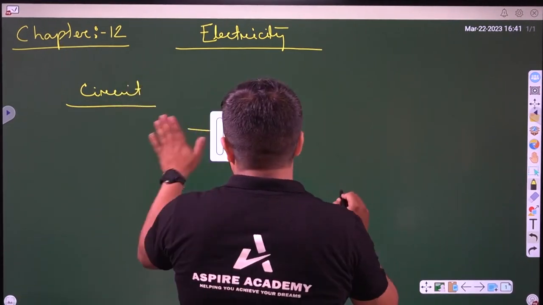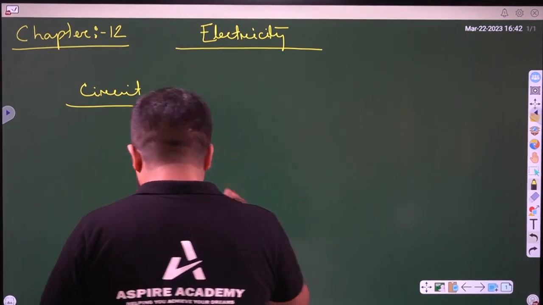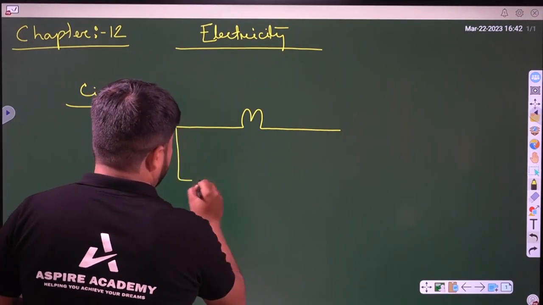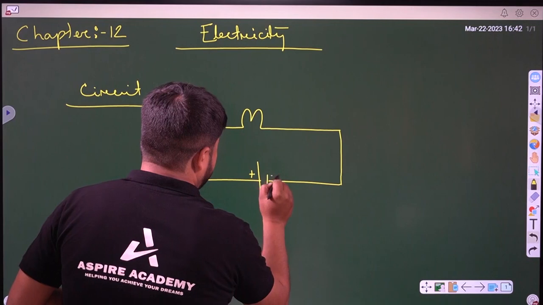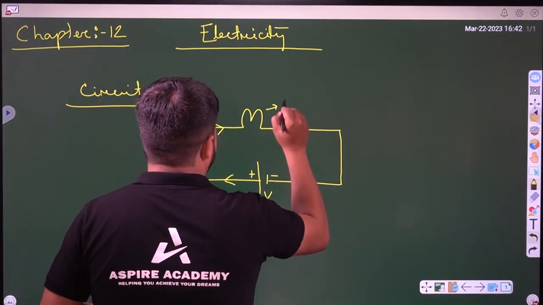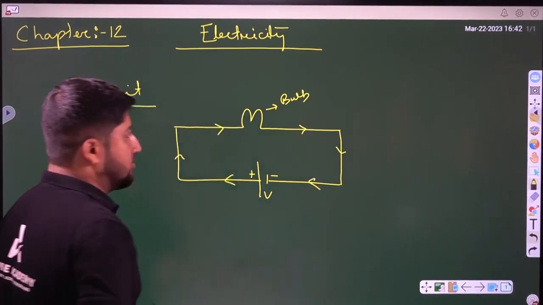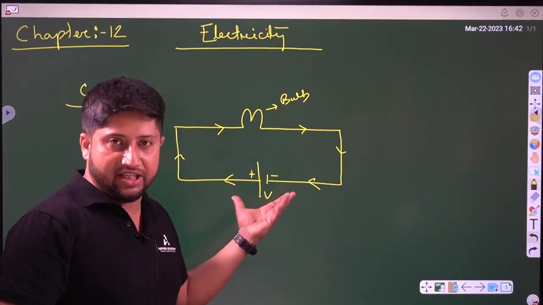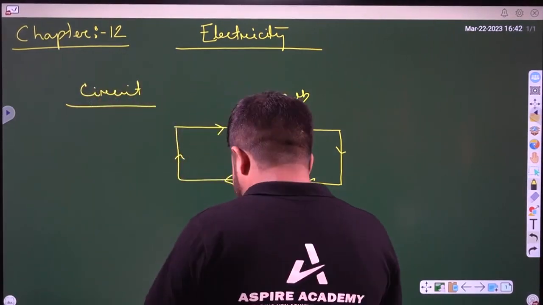Suppose this is one example of an electric circuit. This is a battery, a cell, and current is flowing here. This is a bulb, and current is flowing like that. This is a good, simple example of an electric circuit. Okay, so next.